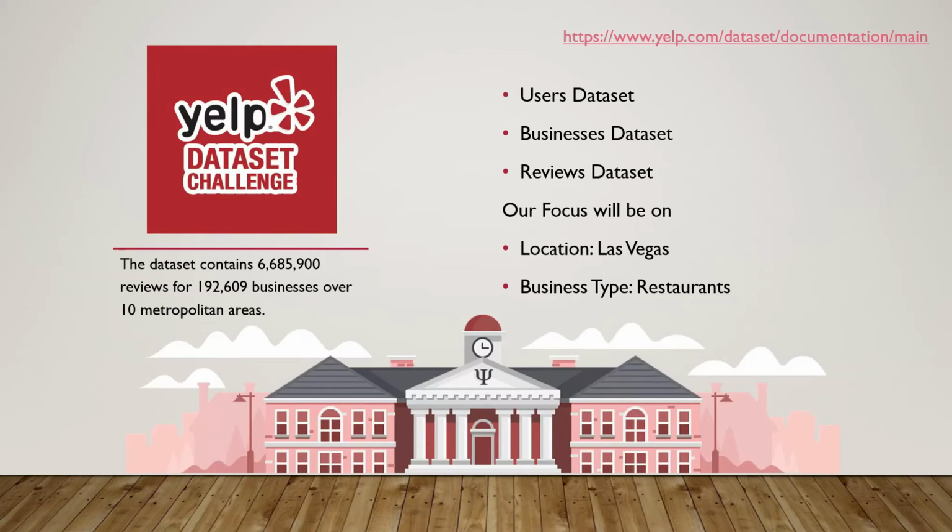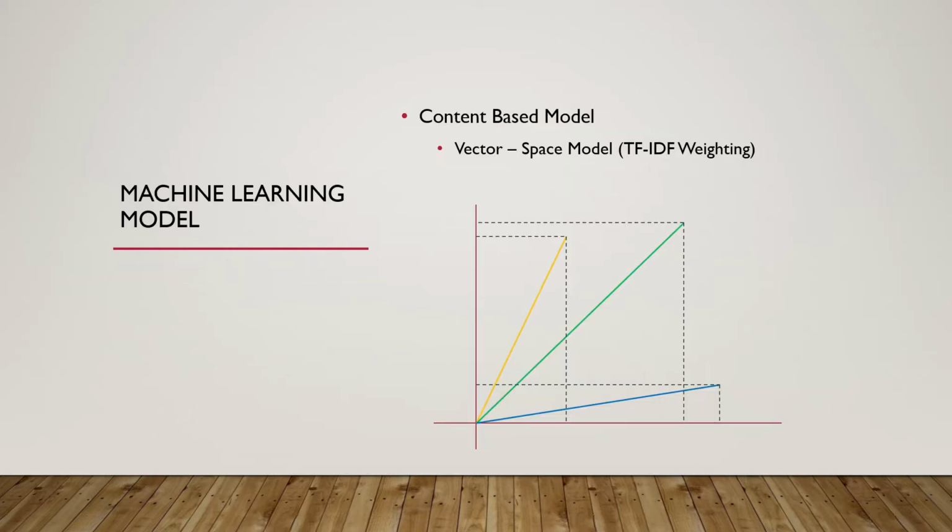The dataset is from Yelp, which contains all the reviews by the users on different businesses. Our focus here for this project was just on the Las Vegas region for the business type restaurants. So the model that we have implemented in our app is a content-based model which uses the vector space between the different types of restaurant and recommends the closest ones.